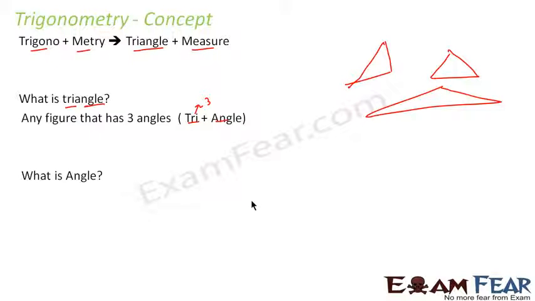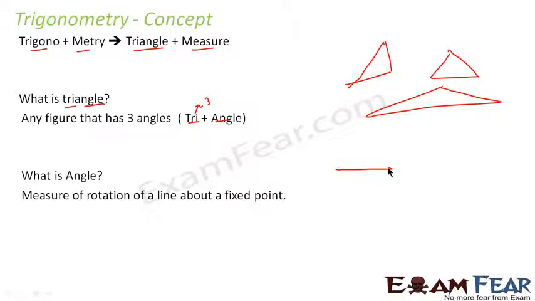What is angle? It's a good question. Angle is rotation of a line about a fixed point. For example, we have this line AB, and let's suppose we take this point B fixed, we rotate this point B here. So here what we get is B dash. So this is nothing but angle. Angle is nothing but measure of rotation of a line about a fixed point. So here we have rotated B dash this much, so we can call it theta dash.